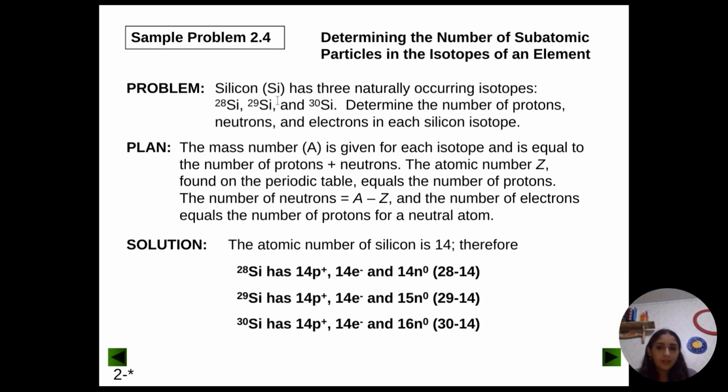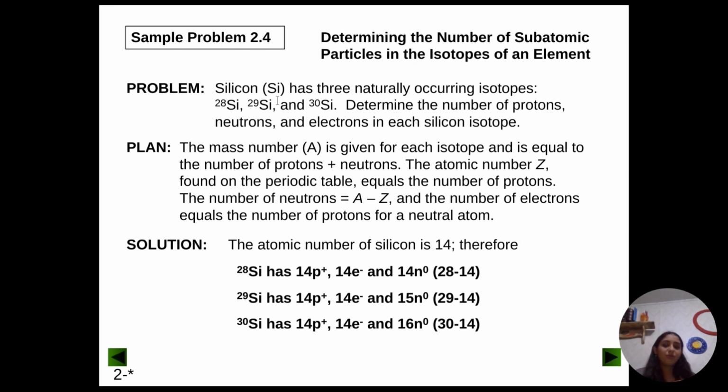So plan. The mass number A is given for each isotope and is equal to the number of protons and neutrons. The atomic number Z found on the periodic table equals the number of protons. The number of neutrons equals A minus Z. The number of electrons equals the number of protons for a neutral atom.